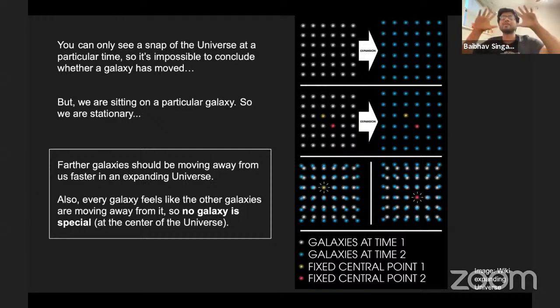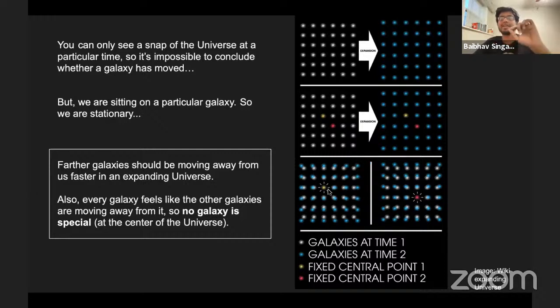But again, if you're looking at the sky right now, you only see the positions of the galaxies, right? Either this one or this one. You can't say whether it has expanded from a previous time to this time. But that's where our perspective comes into play.